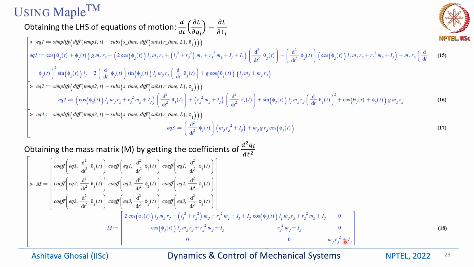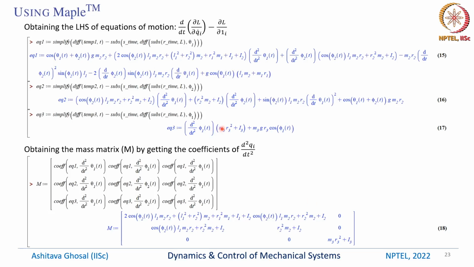Okay, with the 3,3 element being m3 r3 square plus I3. So what you can see is that in the third column and the third row, except this term, everything is 0, and there is no relationship with theta 1 and phi 2. This will multiply phi 1 double dot plus whatever is the centripetal and Coriolis term. There is actually no Coriolis term, plus the gravity term for the third equation.